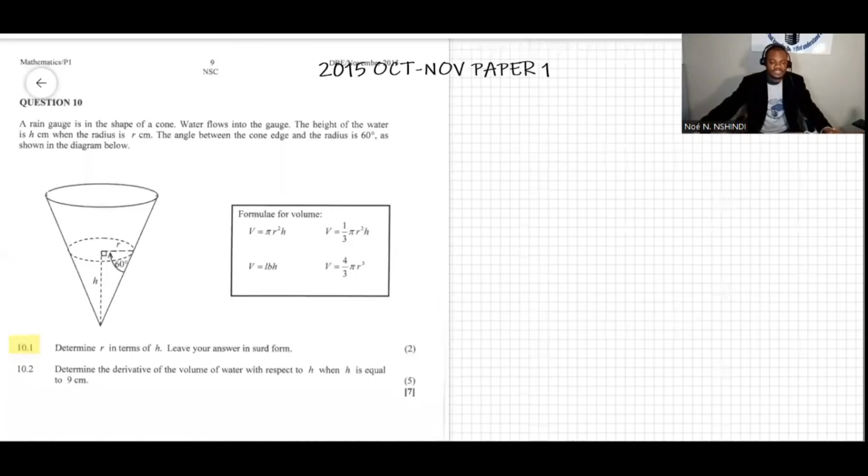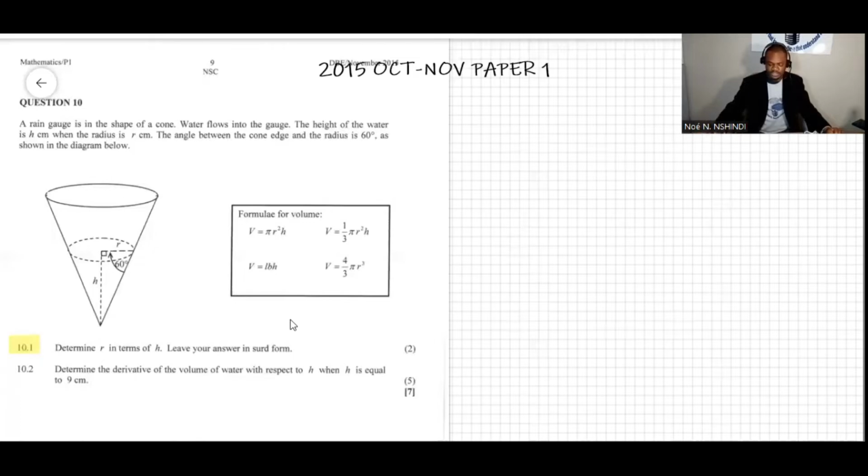Well, we have another question here, question 10. The question says the rain gauge is in the shape of a cone. We can see this shape here. This is the cone, and then water flows into the gauge. The height of the water is 8 centimeters when the radius is r centimeters. The angle between the cone edge and the radius is 60 degrees as shown in the diagram below. Now here are some formulas. The question says determine r in terms of h. Leave your answer in the surd form.